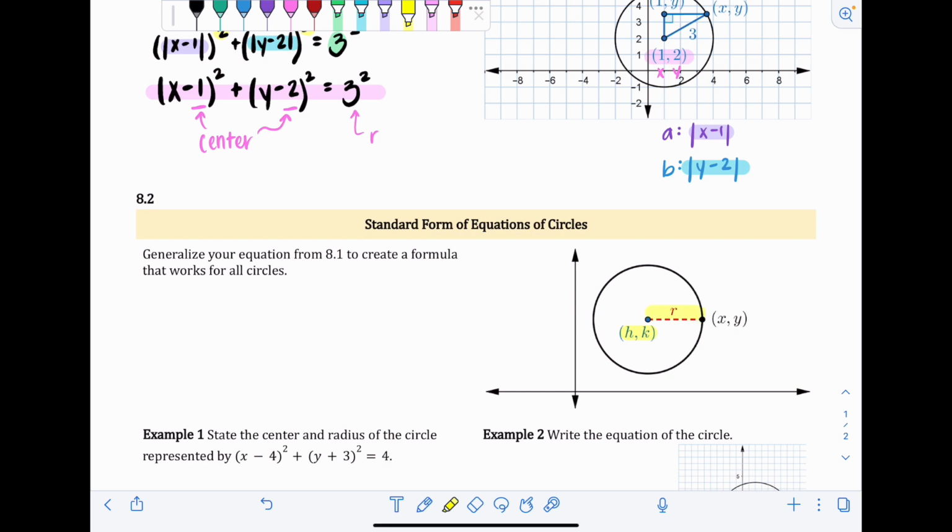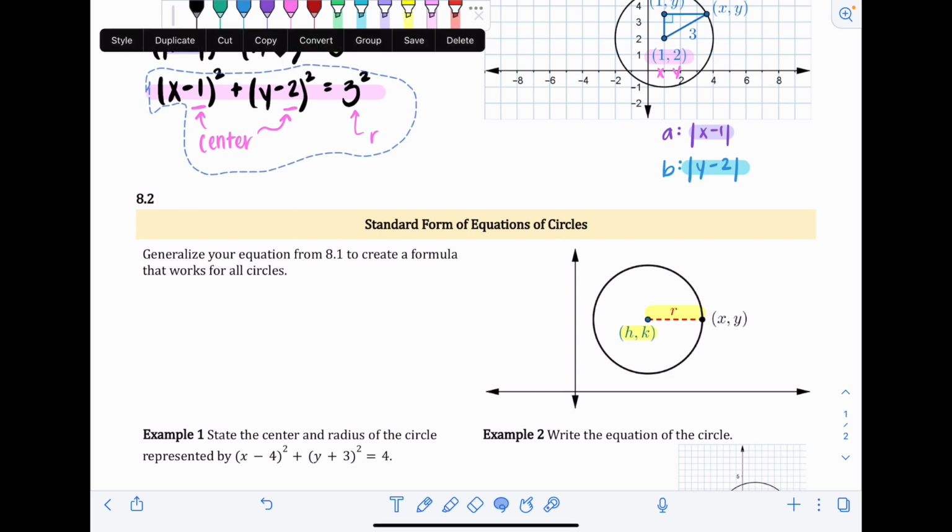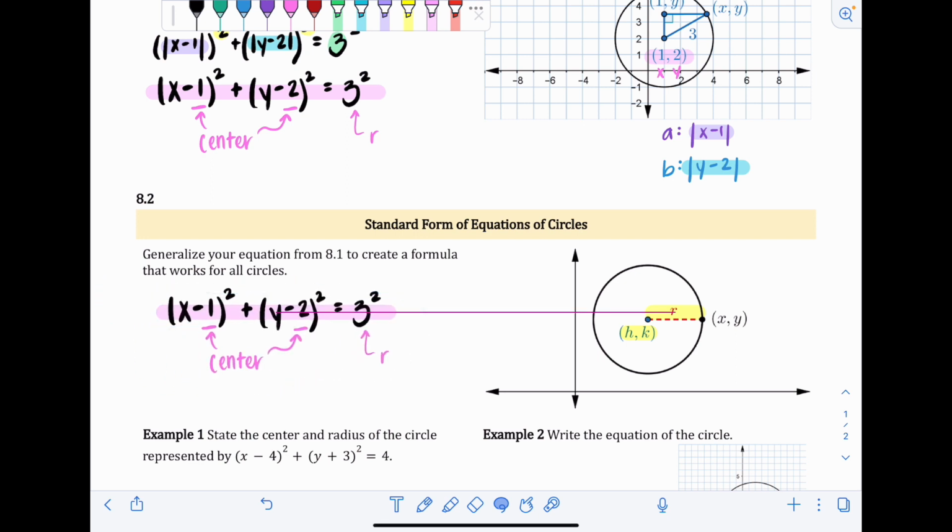So if I wanted to rewrite my answer from 8.1, I'm just going to copy this whole thing down, to represent any circle, then I would have to take out the 1 from the center of 8.1. And in this case, I would have to put an h there because h is the general x coordinate for the center. And then I would also have to take out the 2 from the example in 8.1. And I would have to put a k there because k is the general letter that we use for the y coordinate of the center of a circle.